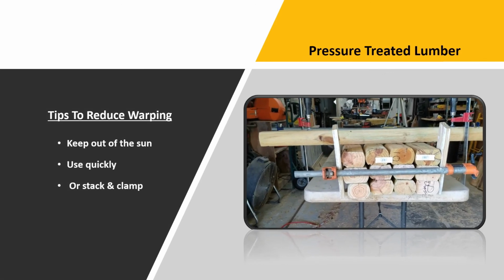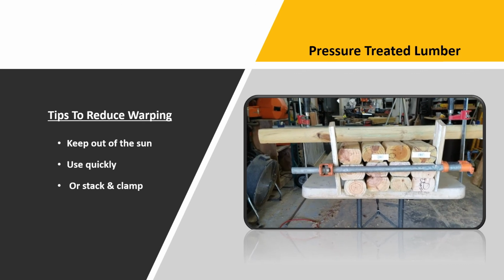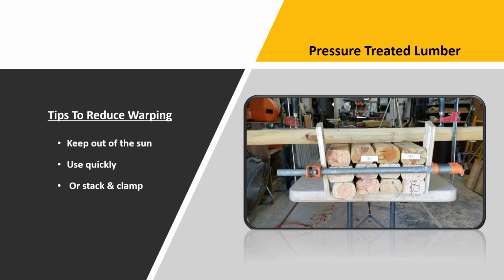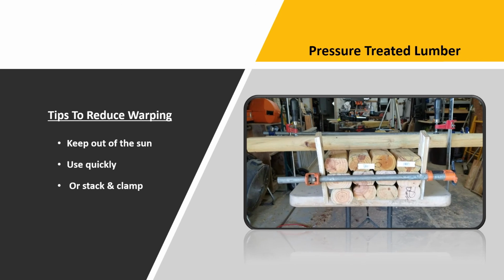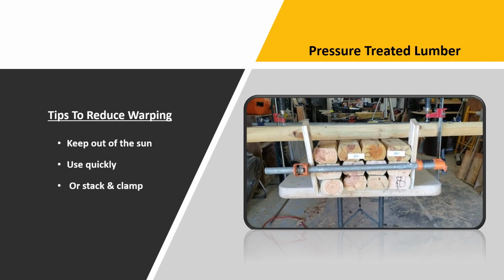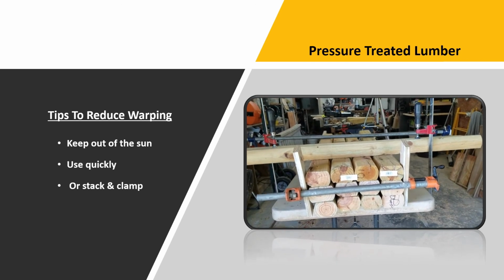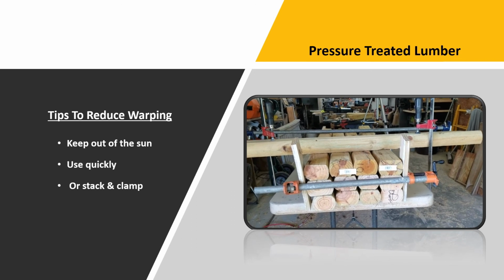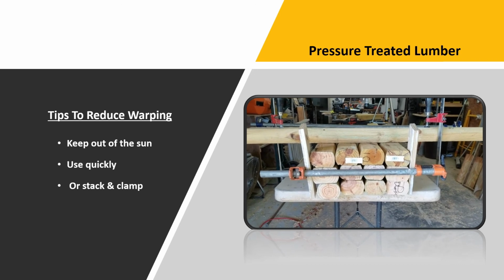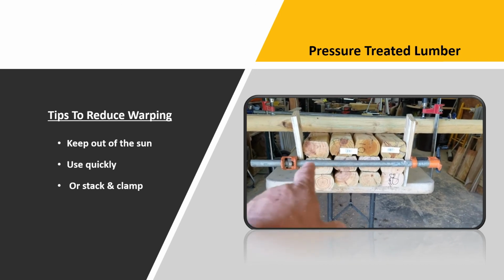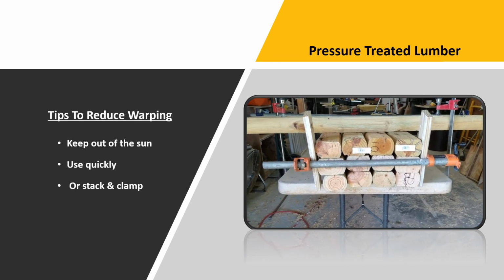One good way to keep your lumber from warping is to get it out of the sun as quick as possible and use it quick, or stack it and clamp it. If you stack it real good and then take some clamps to hold it down, like these two on the ends, that'll help keep the boards from warping as they cure out and dry. And you might even want a cross piece like you see here. That'll help hold them from two different directions.